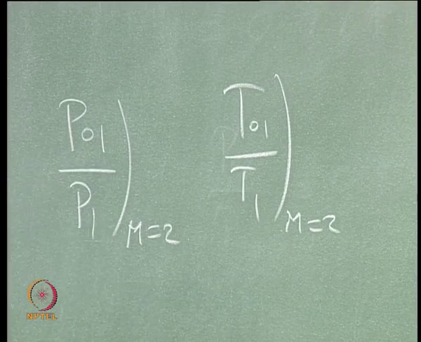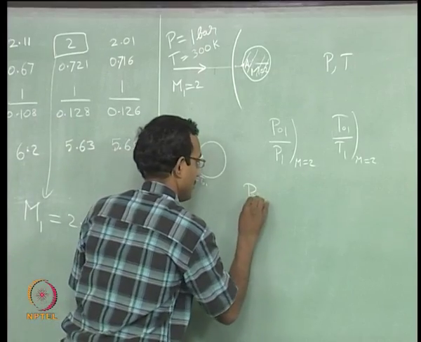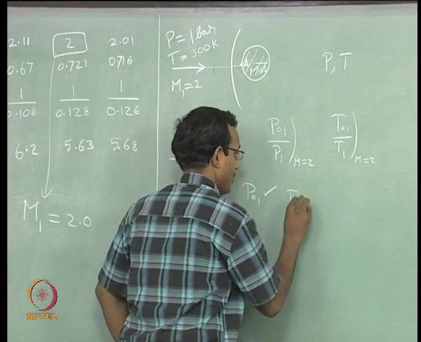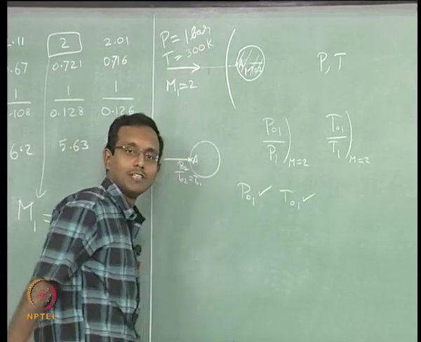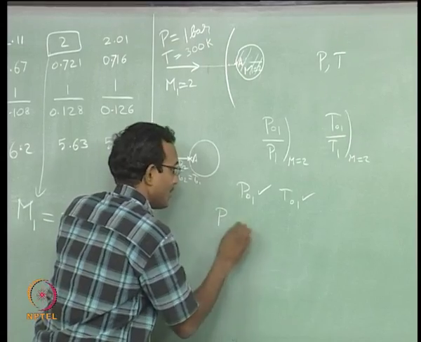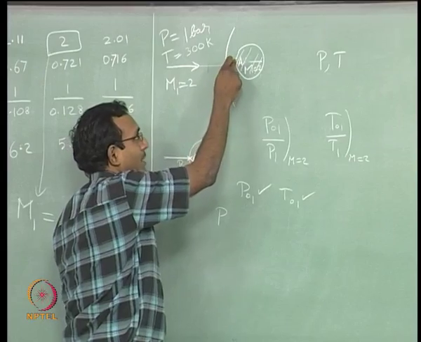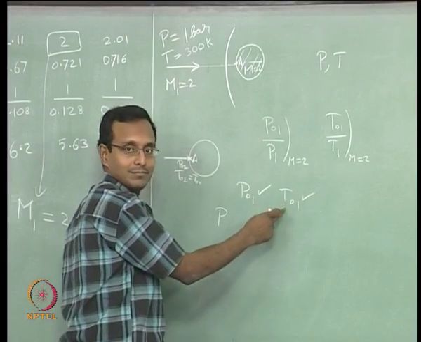And once you know this, I will find P naught 1 from this. P naught 1 is known, T naught 1 is known. If I know these two numbers, all I have to do is T naught 2 is same as T naught 1, this is directly your answer. Pressure and temperature at that point, temperature answer is directly there.